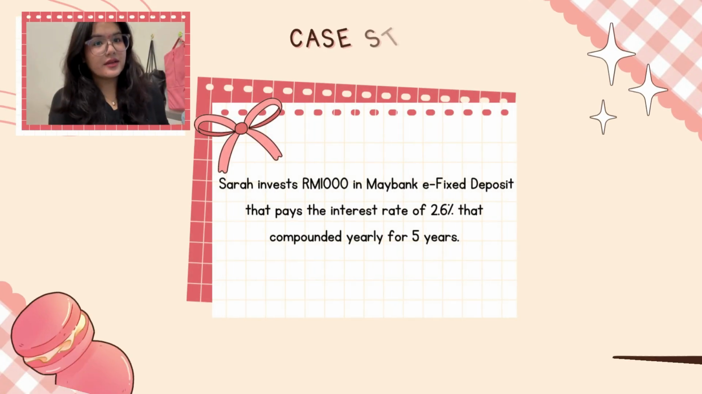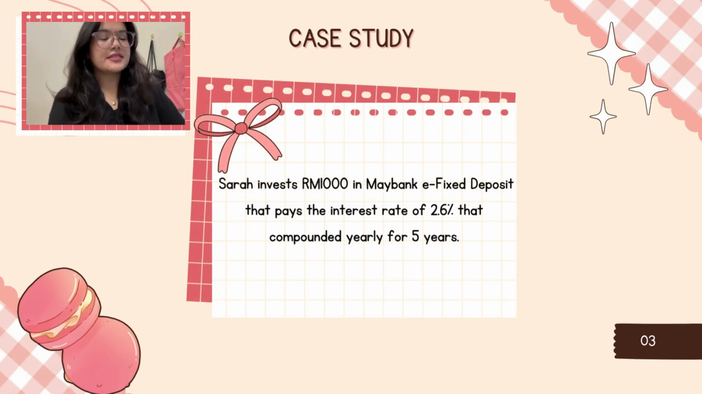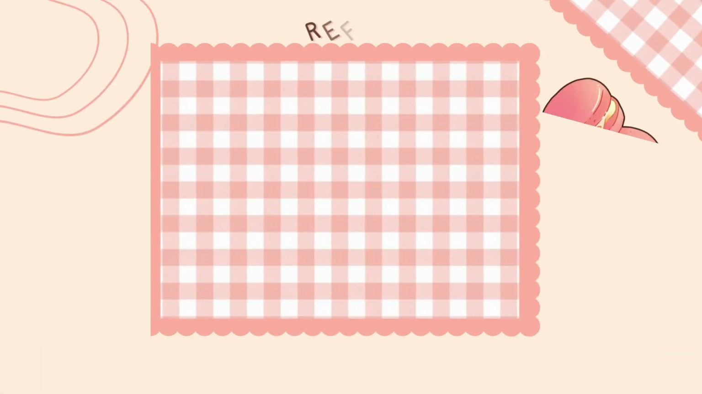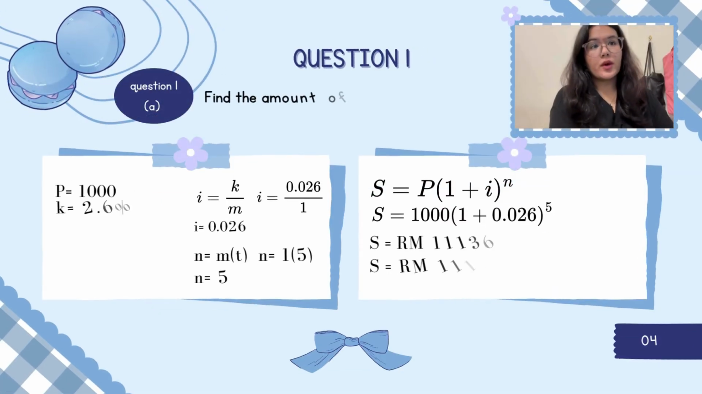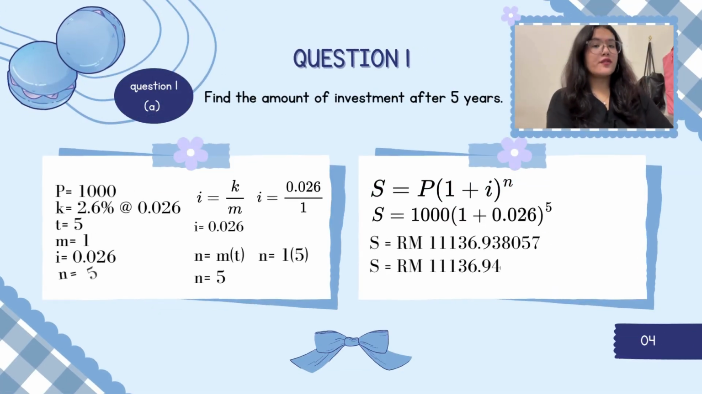This is the case study for compound interest. Sarah invests RM1000 in a Maybank e-fixed deposit that pays an interest rate of 2.6% compounded yearly for 5 years. Here's the question. Question number 1A. Find the amount of investment after 5 years. They want us to find the future value, which is S.